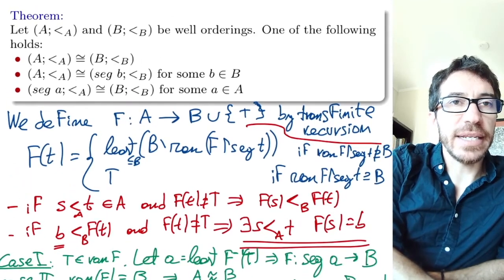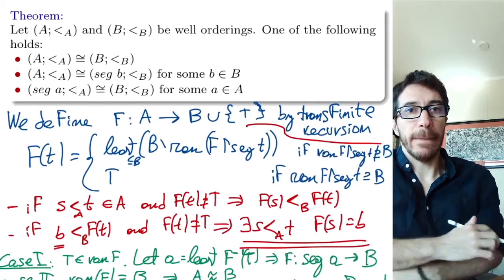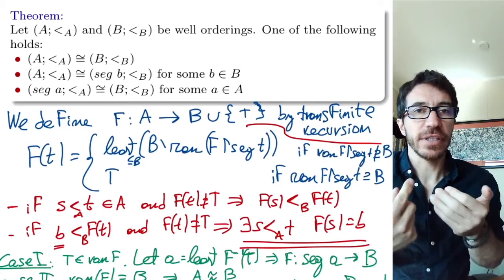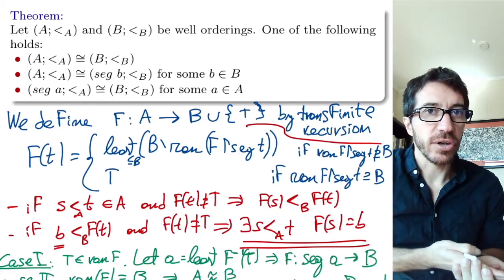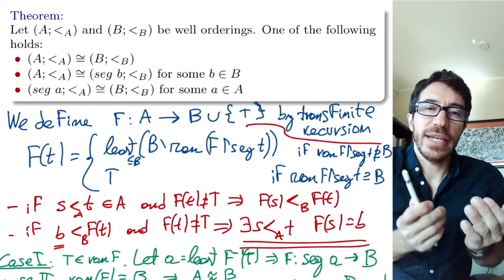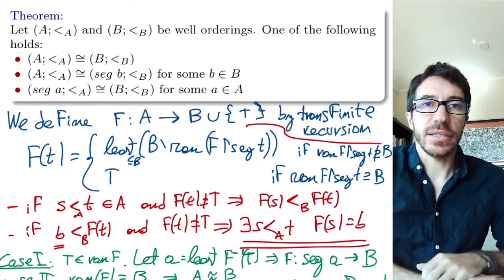So now we get that for any two well orderings, one must be an initial segment of the other one. And so the well orderings are themselves linearly ordered. We're going to see that in the next video. And the well orderings are themselves well ordered by this inclusion relation.